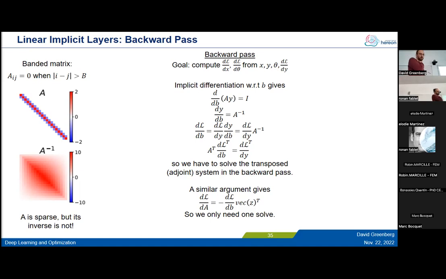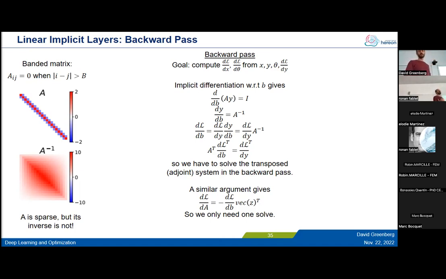Okay, so we do one solve in the forward pass, we do one more solve of the transpose matrix in the backward pass, and this gives us linear implicit layers. But I kind of cheated a little bit. I said, okay, we're going to solve it. It has the right sparsity structure, but that's not really enough. It's great if it has a good sparsity structure. Then we'll be able to solve it efficiently.